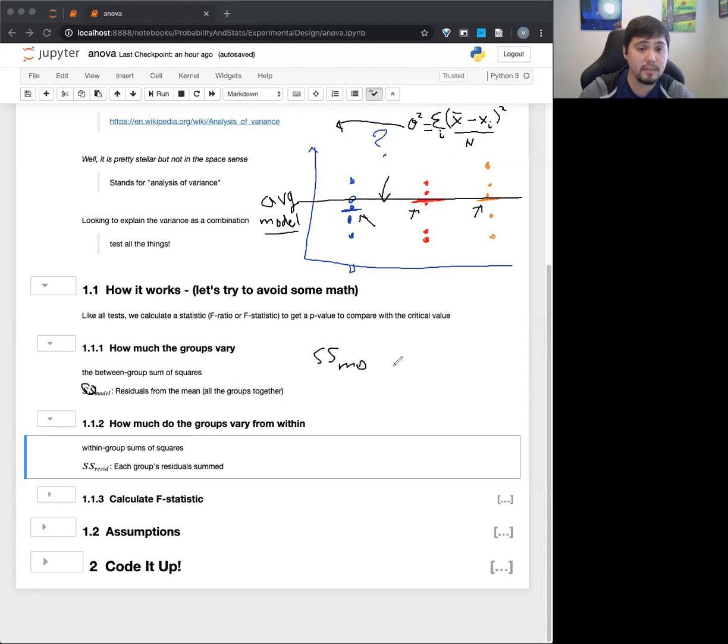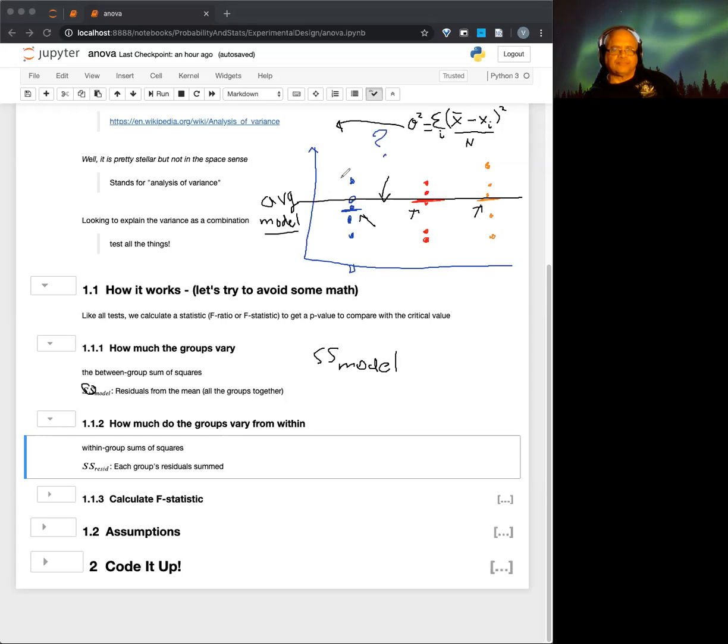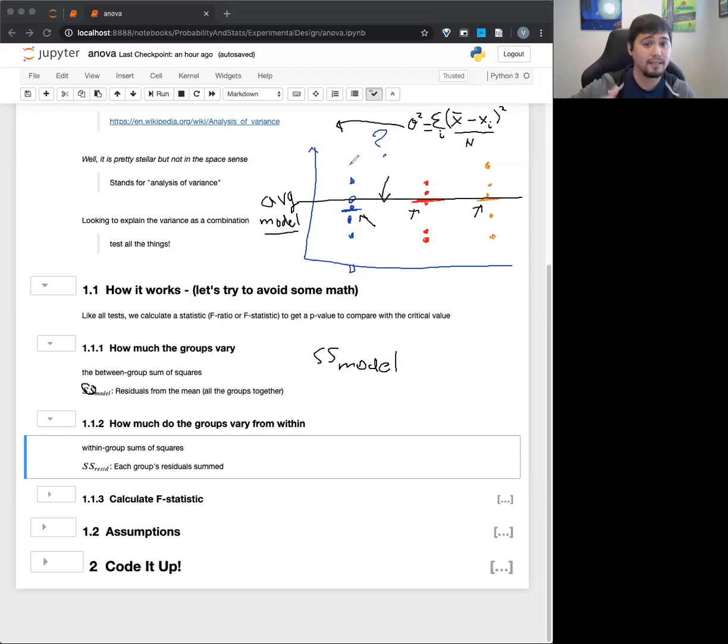People will call it different things depending on what you look up, but the idea here is that we're looking at the overall part. We basically say how far are each of these data points from this black line. So X bar is this black line, and then Xi is the actual point where it is on the Y-axis, okay? So we have that guy.